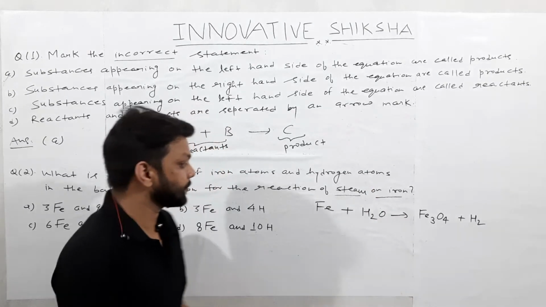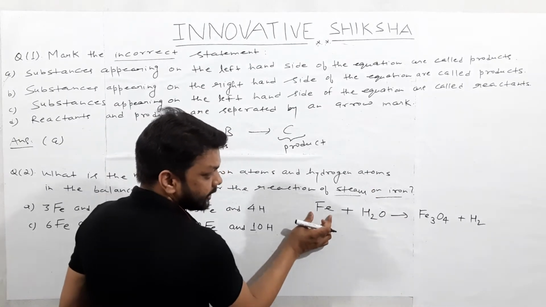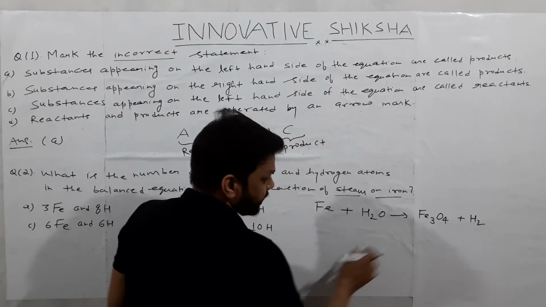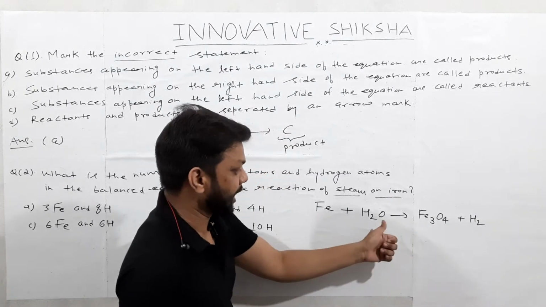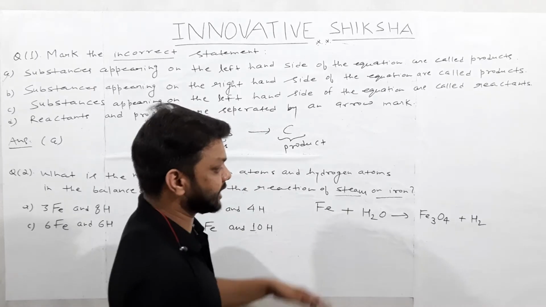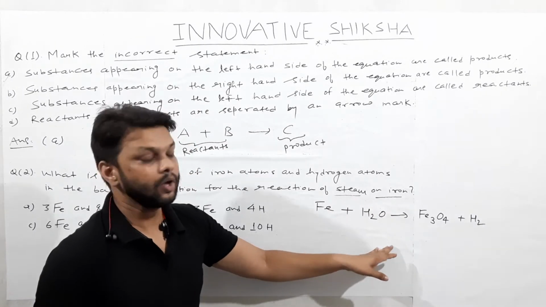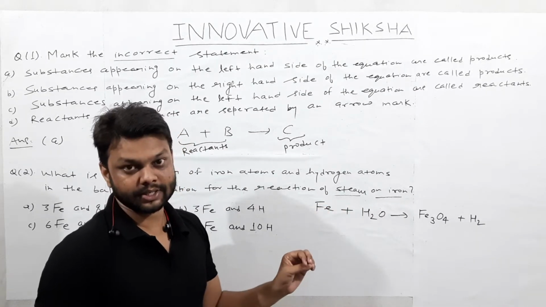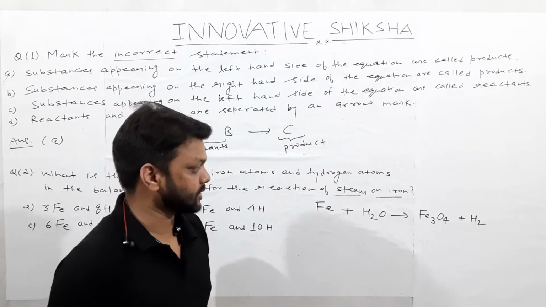Why? Because here we have just one atom of iron, here we have three atoms of iron, here we have 4 hydrogen, here we have 1 hydrogen. Therefore we can say that this is an unbalanced equation. So we have to balance this equation. So let us try to balance this equation.